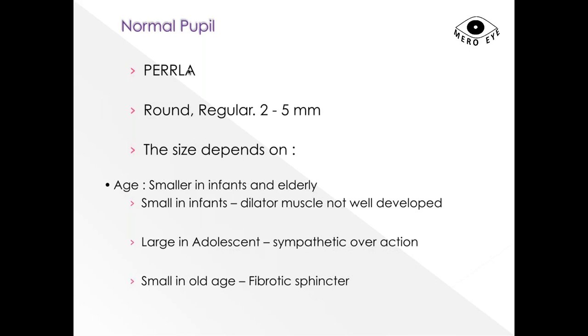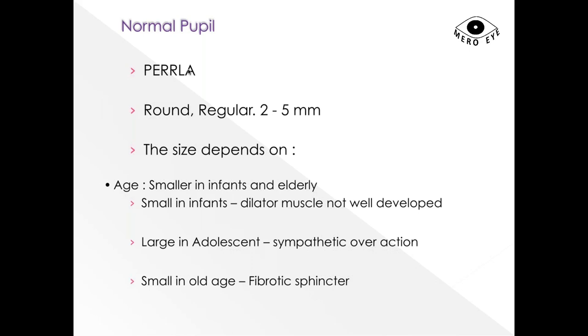Though this is a very easy and convenient way to describe the pupil, it is often incomplete because it does not give us more information about, let's say, the exact size of the pupil, or the reaction of the pupil, whether it's brisk or sluggish. Another important thing that it misses is the swinging flashlight test. So even though PERLA is very easy to use, we have to add some things to it to make it complete. Now the first thing that we are going to describe about the pupil is the size of the pupil.